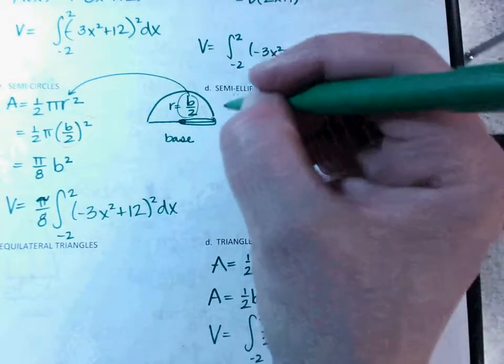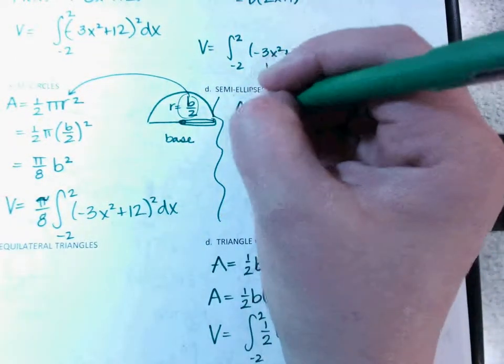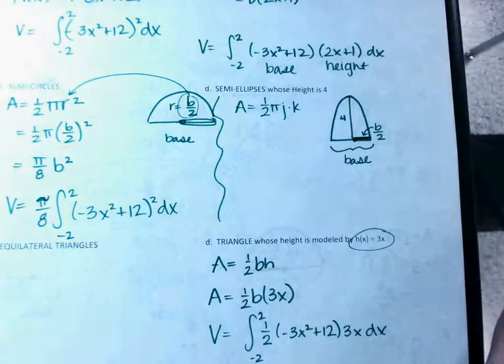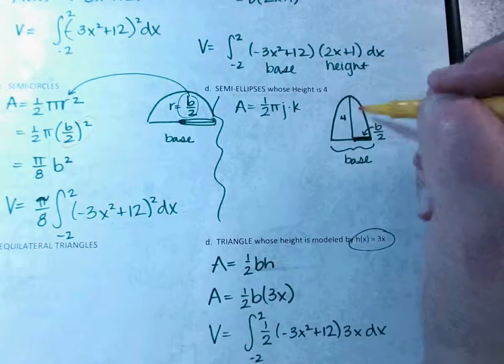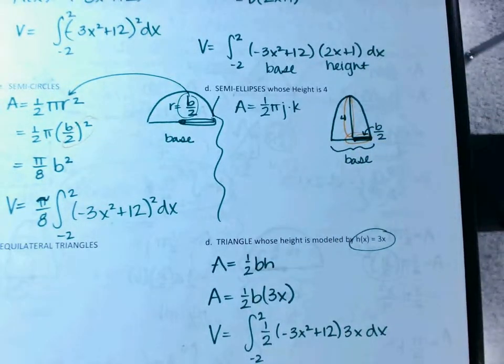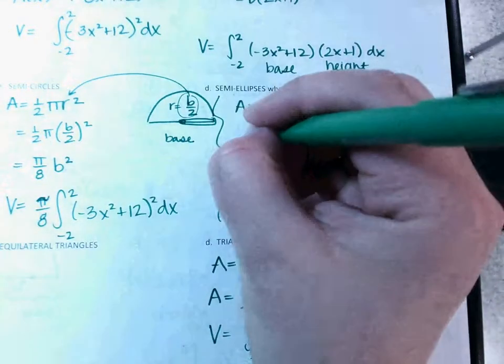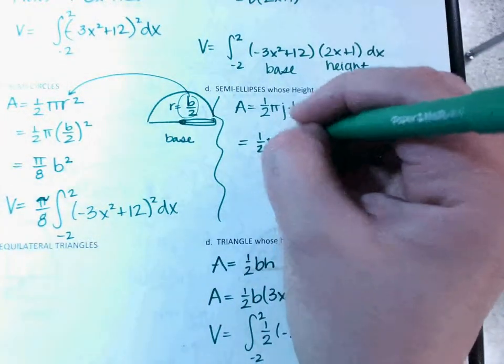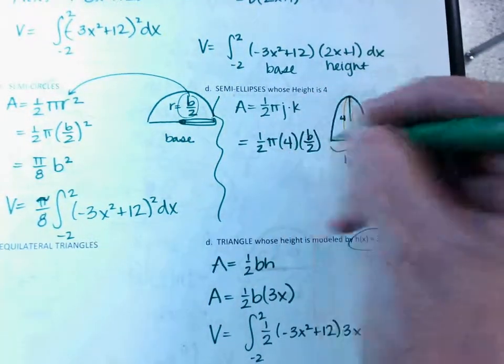And that would be like in your equation, I forgot to write it, but remember for an ellipse it's 1/2 pi jk, where my j will be this side, my k will be this side. And if you reverse those, remember it doesn't matter, you're just multiplying the two radius measurements together. So it'd be 1/2 pi, my j is a 4, my k is a b over 2.